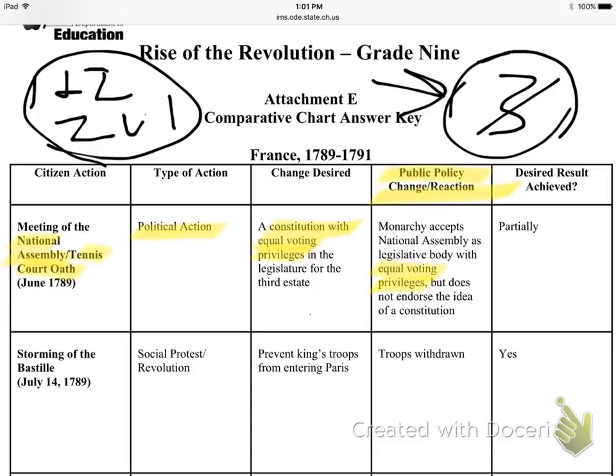So that's June 1789. The next month, July 14th, 1789, there was a social protest currently happening. Okay, and all these third estate members, they're protesting. They're having all sorts of problems, and there starts to be this rumor that the king was going to send troops to Paris to crush the revolution.